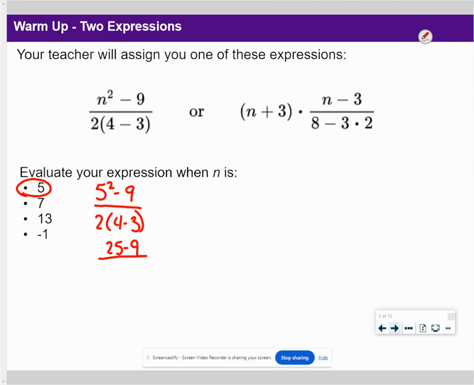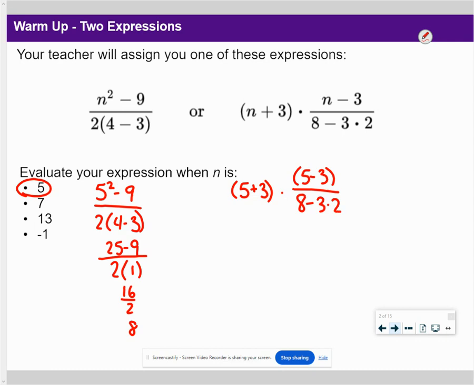In the denominator, I'm going to have 2 times 1. So I'm going to have 16 over 2, which is just 8. Right, showing a whole bunch of work. But when I put 5 in there, I get 8 from that first expression. In the second expression, I have 2 places to put my n. So I would have 5 plus 3 times 5 minus 3 over 8 minus 3 times 2.